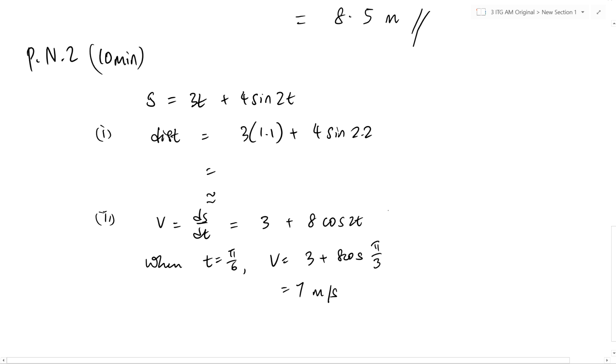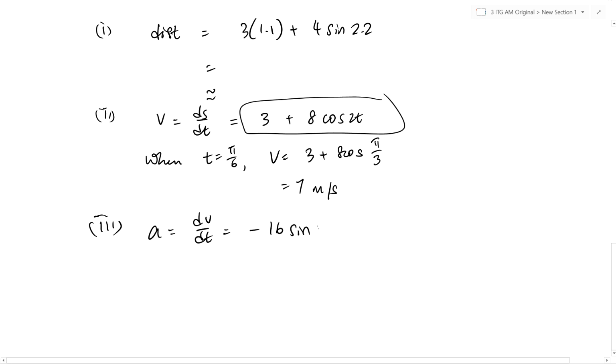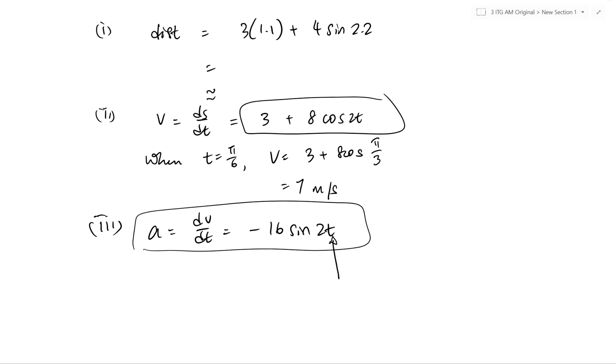Okay, so moving on to part 3. The acceleration when it first comes to rest. Let's break this down. Acceleration, you know that it is dv over dt. So differentiate your velocity, we get negative 16 sine of 2t. But this is not the acceleration when it is at rest. This acceleration is a function of time. In other words, I need to supply the time value in order to get the corresponding acceleration.